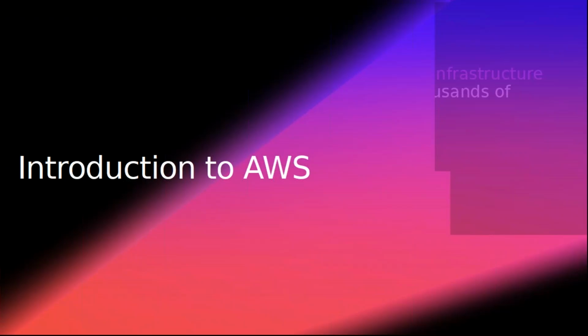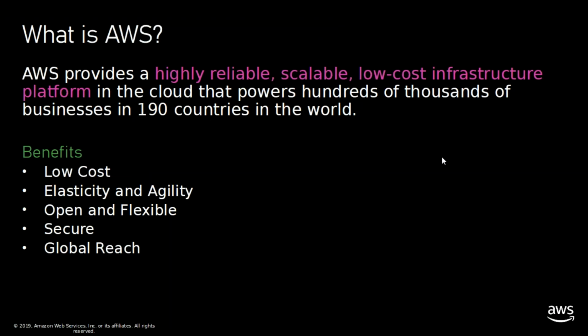So what is AWS? AWS is a highly reliable, scalable, low-cost infrastructure platform that serves hundreds of thousands of businesses in 190 countries worldwide. The benefits are low cost, because we are on pay-as-you-go or pay-as-you-use pricing. Elasticity and agility: we can scale up and scale down if you want to. Open and flexible, secure, and global reach. I will show that to you later.